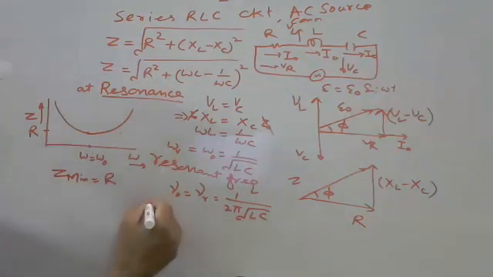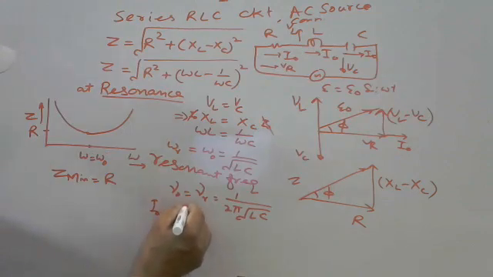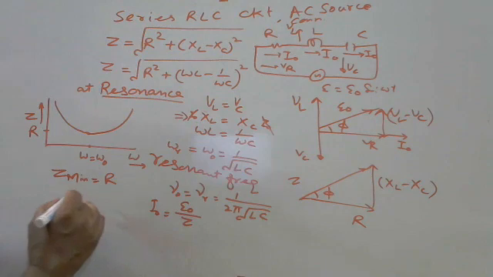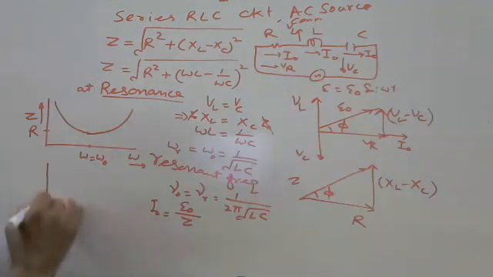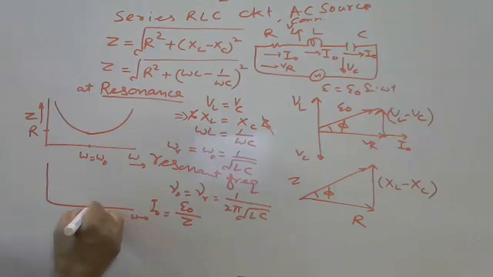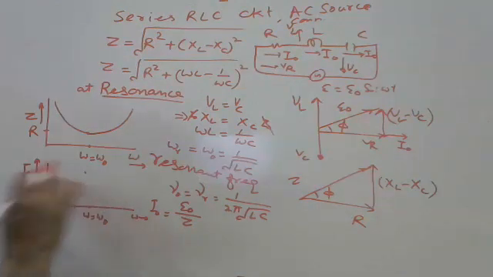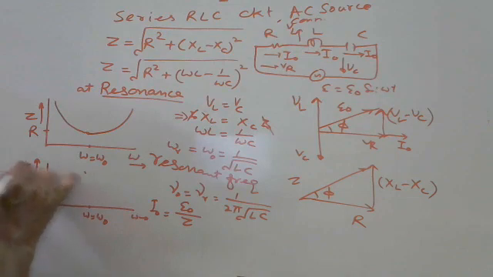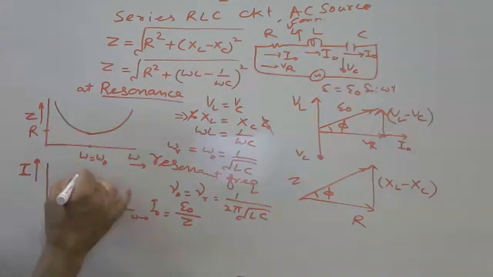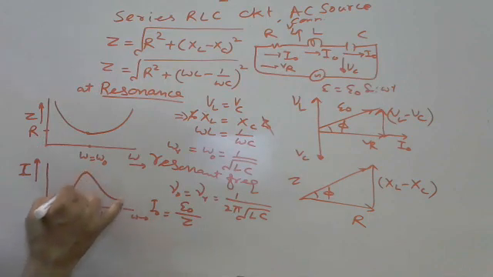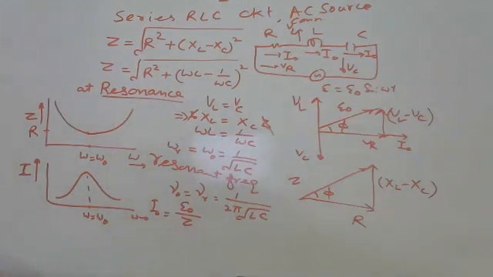The reverse case here: I is equal to what? It is say E naught divided by Z. If Z is minimum at resonant frequency, then the current will be like this. At resonant frequency, there is the maximum current here, I maximum, and on either side it is decreasing. This is the graph for current. We have discussed this yesterday.